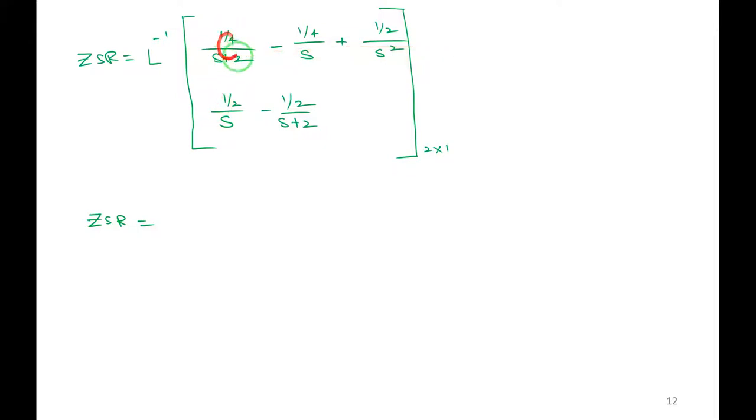Laplace inverse of this first term: 1 by 4 e to the power of minus 2t. Next, second term, minus 1 by 4 into 1. Laplace inverse of 1 by s is 1, right? Plus 1 by 2 into t, because of the Laplace inverse of this.